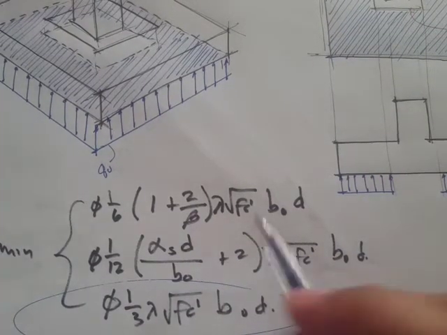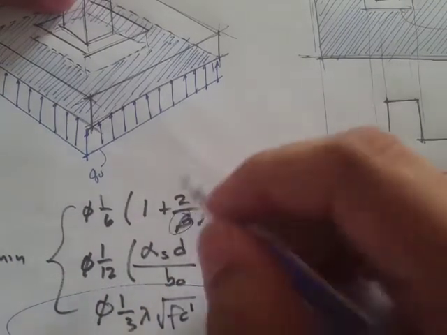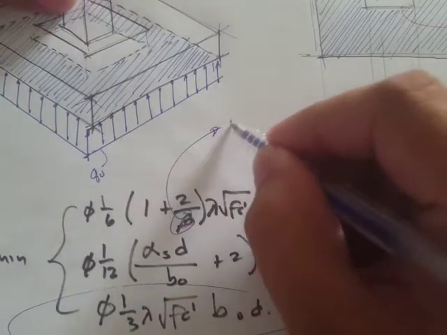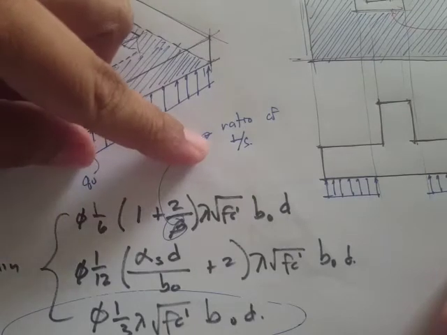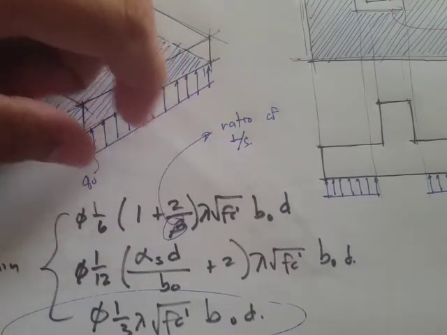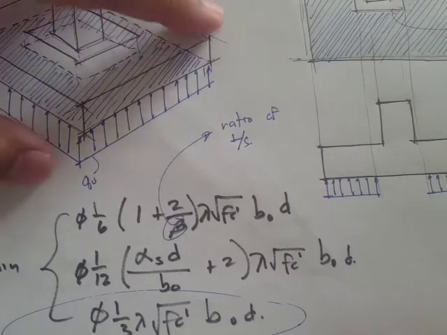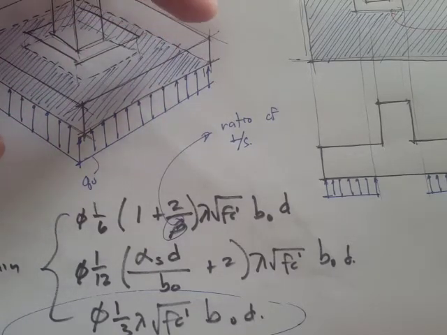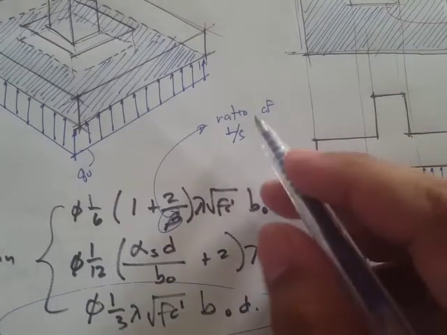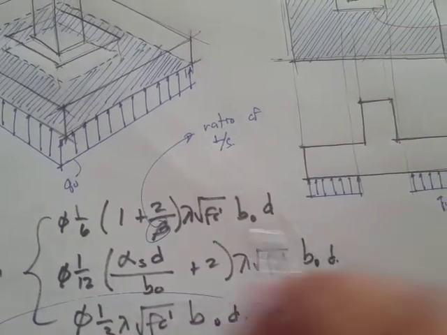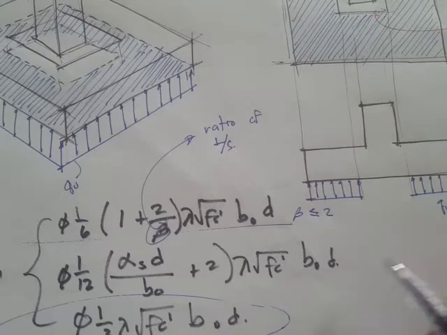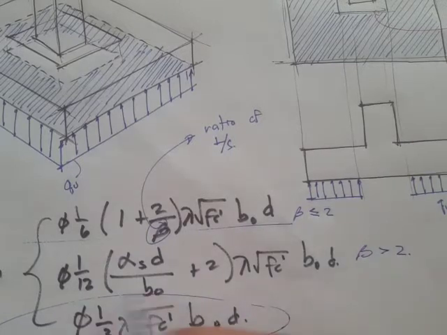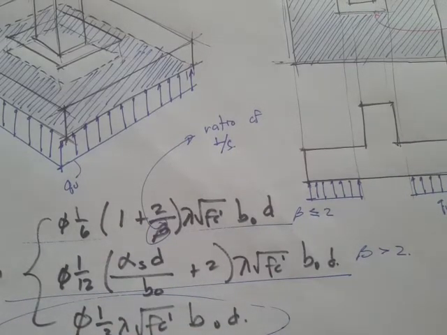But to have an overview of these equations, this beta is simply the ratio of the long side to the short side. So that's going to be the criteria if we have a rectangular footing cross section. For this one, it usually governs if beta is less than or equal to 2. But if beta is greater than 2, then this one typically governs. But you have to check that out.